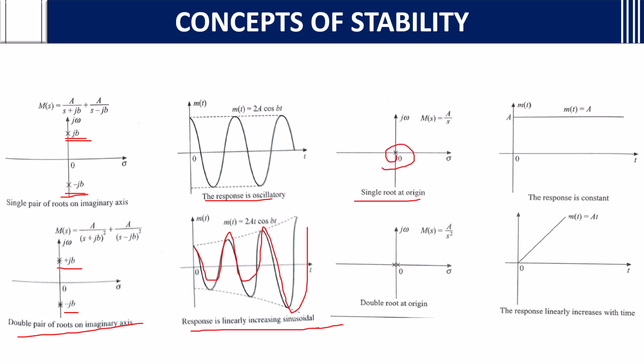Then a single root at the origin. Why? Because A by S, S equals 0. The pole is at the origin. S square: double root at the origin. Why? Because S square is present, so two poles, two roots. So the response is constant. There is no change in the response. If the response is like this, it linearly increases with time. These are different concepts of how the responses are seen with how the roots are mapped on this plane, shown in all these images.